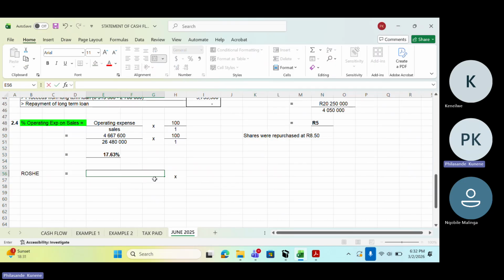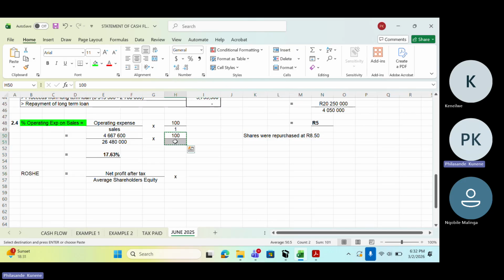This is the net profit after tax over average shareholders' equity. Okay, so this is the formula for us to calculate ROCE. Multiply by 100 over 1. Okay, so this is our formula. Multiply by 100 over 1.